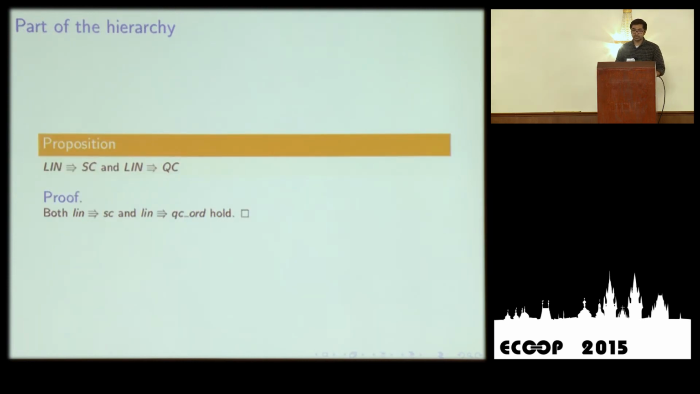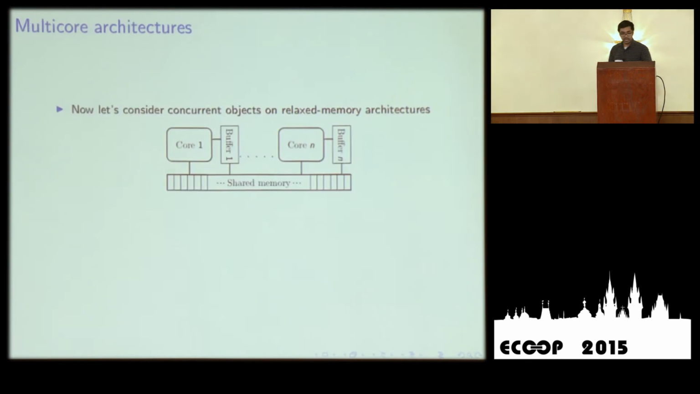Okay, so once we've done this, you can develop part of the hierarchy where we can prove that linearizability implies sequential consistency, and that linearizability implies quiescent consistency as well. Yeah? Okay, so I'm going to now move on to multi-core architectures, where we've had a talk already about some of the reorderings that can happen.